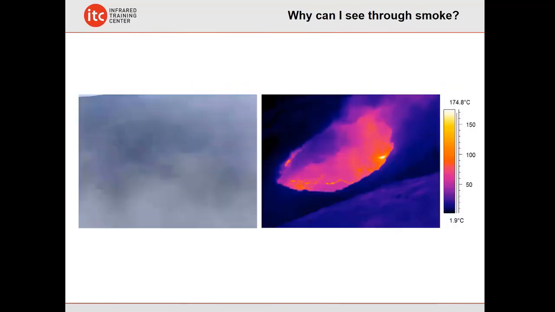And at the same time, we can see through things like smoke with infrared thermography. That's why it's used in things like firefighting applications. That smoke is transmissive to infrared radiation, even though the visible light is not. So things that, again, we assume visually don't necessarily translate to the thermal.